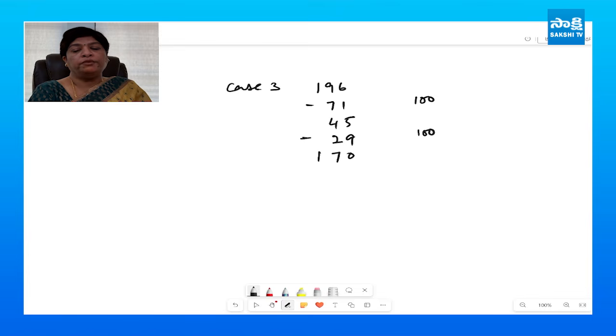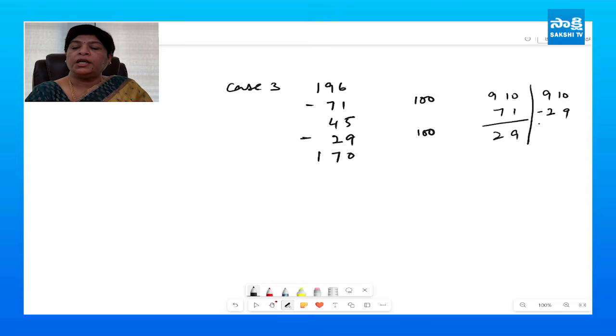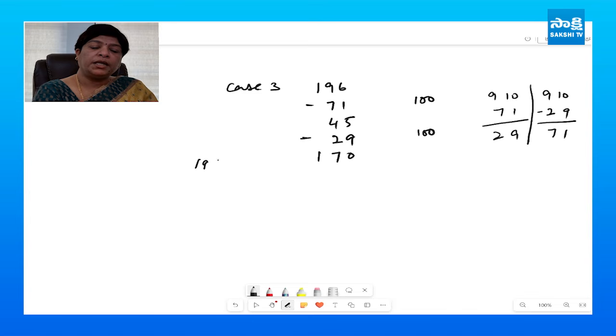Now finding the Nikhilam for the two negative numbers, all from 9, last from 10, for 71 gives you 29, and similarly applying all from 9 and last from 10 to 29 gives us 71. Now add all the numbers together, including the Nikhilams, the positive as well as the Nikhilams. So 196 plus 29 plus 45 plus 71 plus 170.